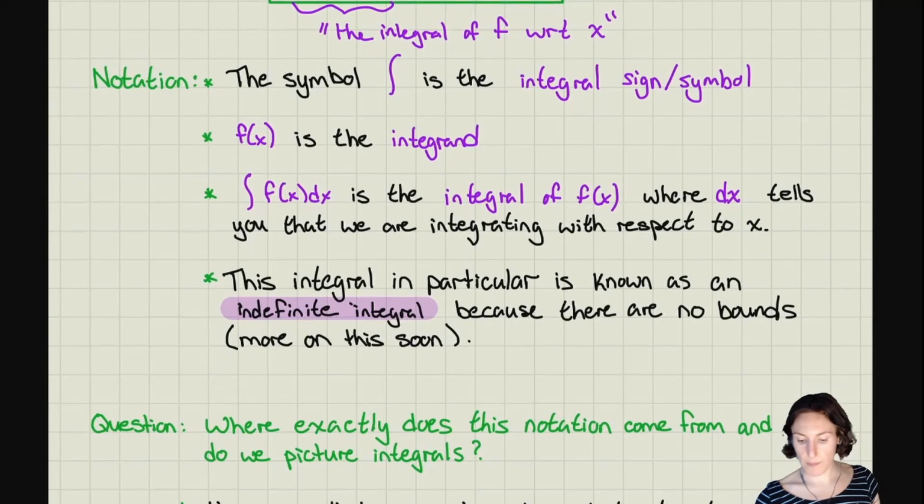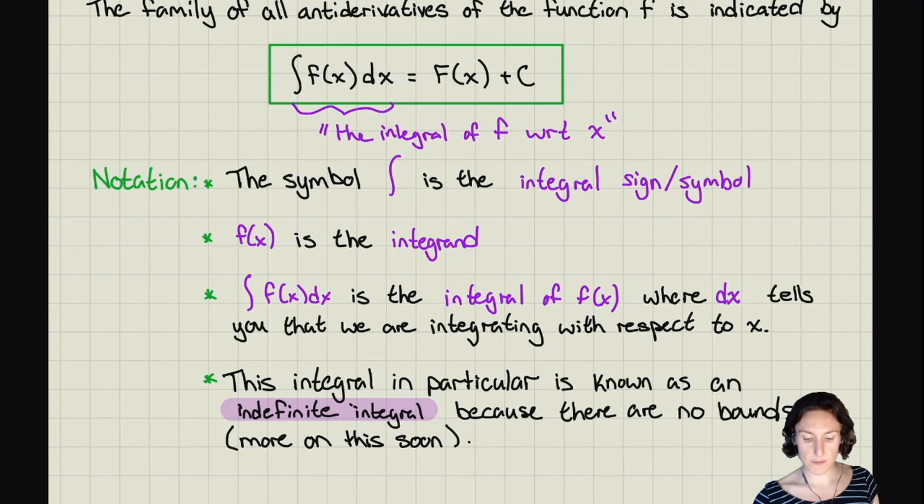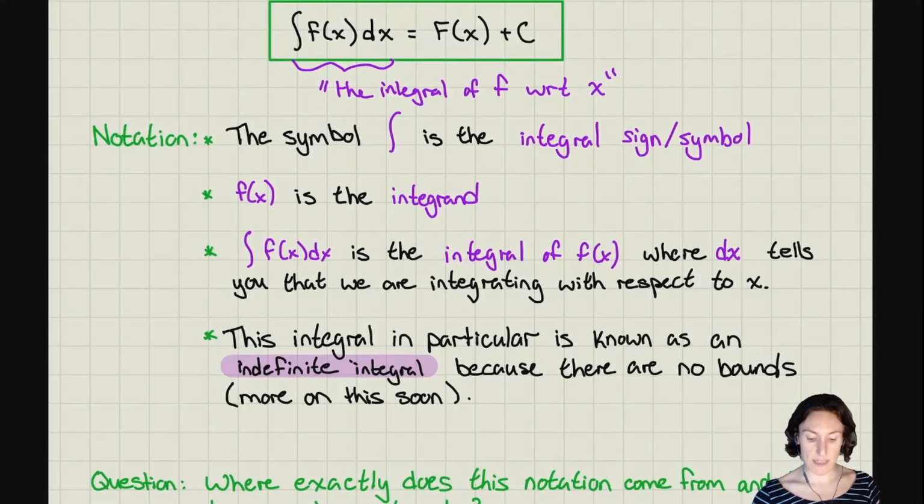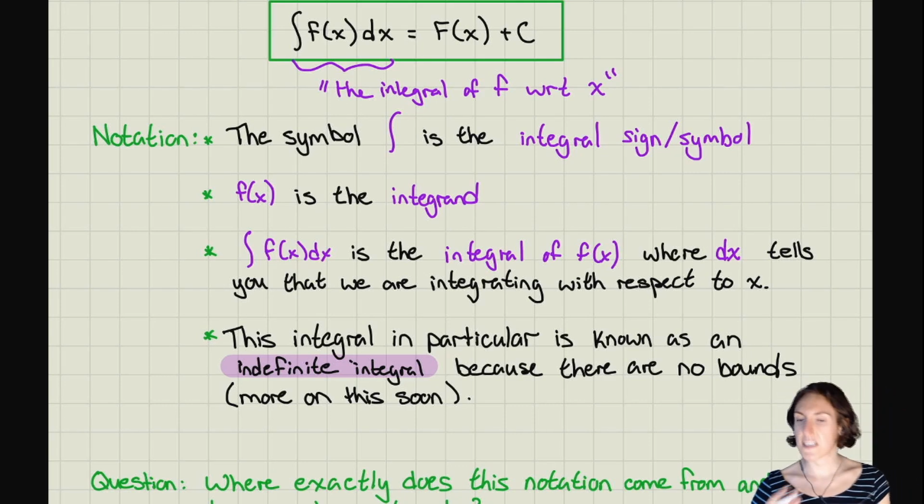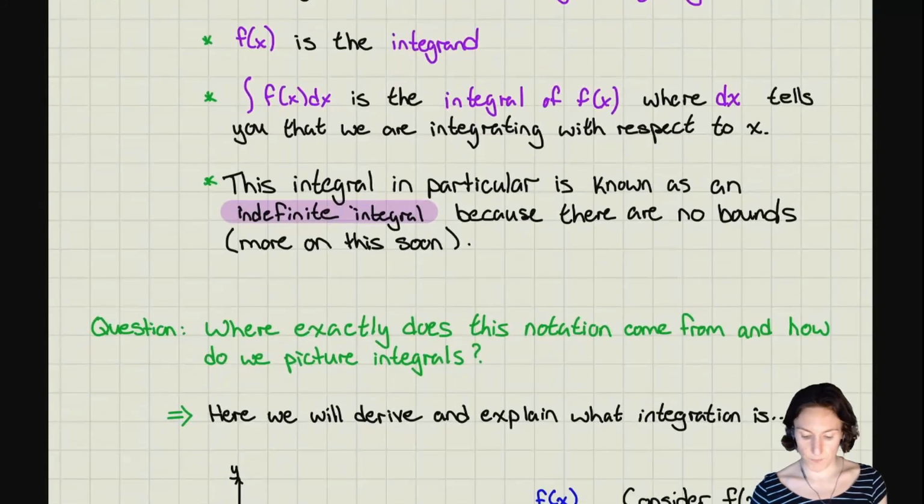By bounds, sometimes you can have integrals with numbers here, like 1, 2. When you have numbers there, they're called bounds, and we would call them definite integrals. But when you don't have bounds, this type of integral is called an indefinite integral. Once we talk about the other kind, we will formally define them, but I'm just starting to give you some of the buzzwords now.